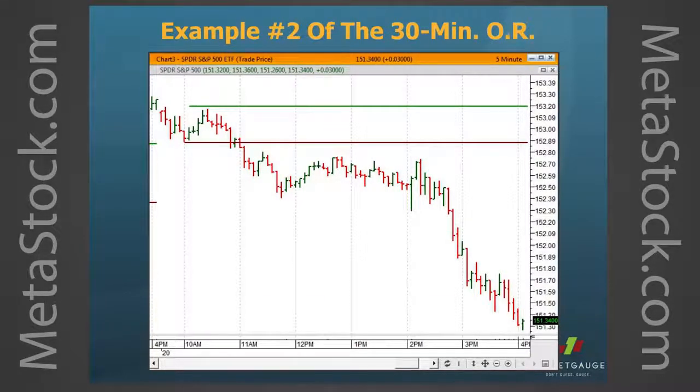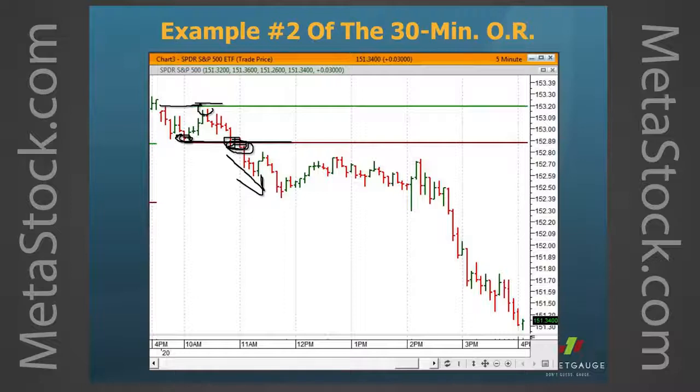So here's an example of the opposite, which is a breakdown below the 30-minute opening range low. The range gets established by the first couple bars, then at the end of the period. And you can see that it bounces off that level, rallies back up, can't get through, so it acts as resistance just as we'd expect it to. Then once it gets through the support, then it's a trend day to the downside.